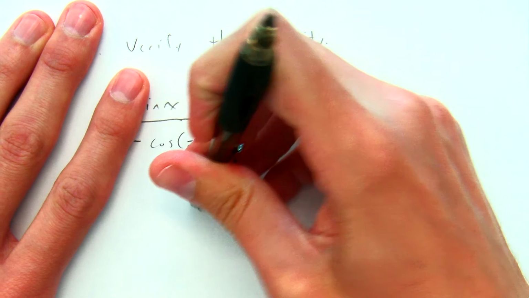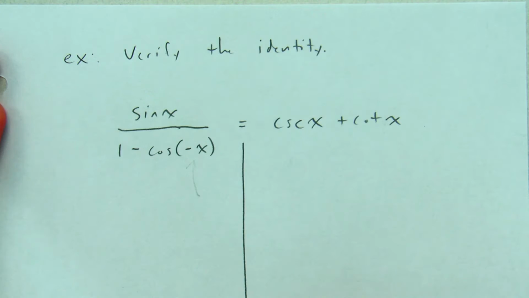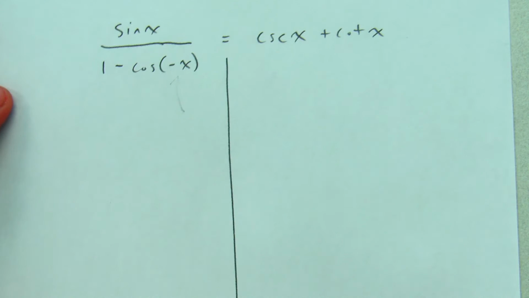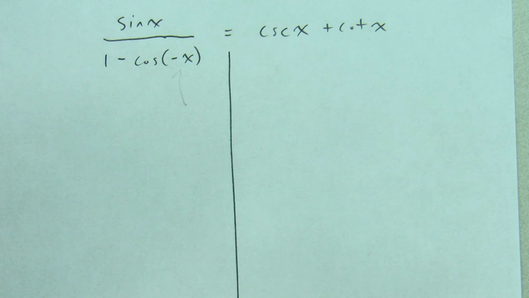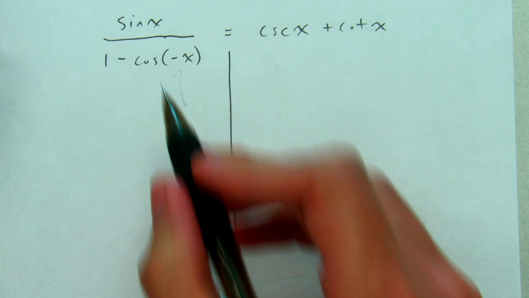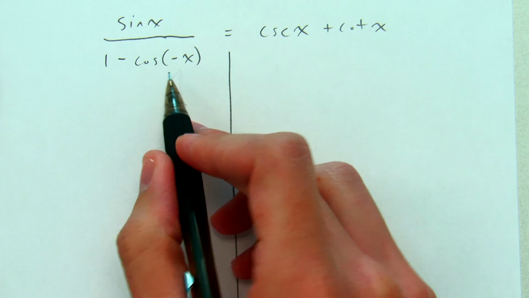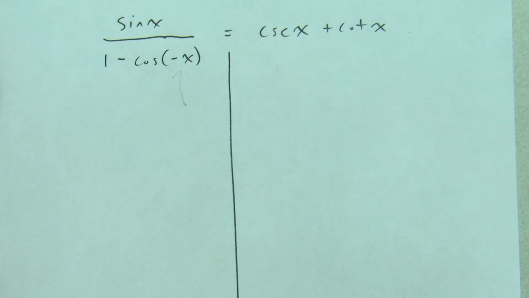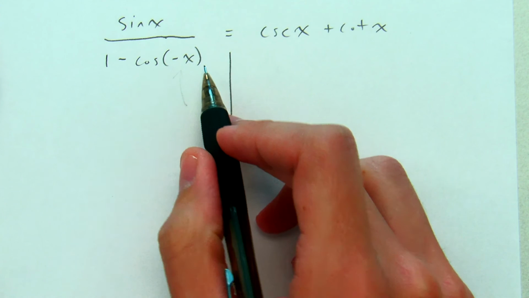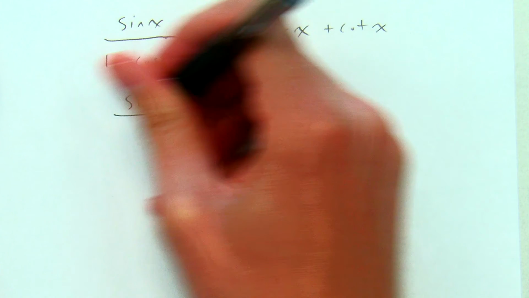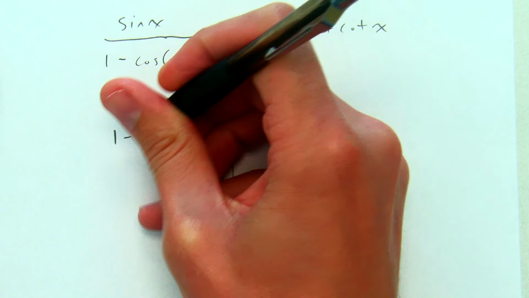Now I need to decide which side I want to work with. And usually you want to work with the one that you have some idea of what to do with. Since I've already noticed that this is a negative angle identity, and since the left side's a little more complicated looking altogether, maybe I'll work with the left side. Cosine of negative x is the same as just cosine of x, so I can rewrite the left side like this.